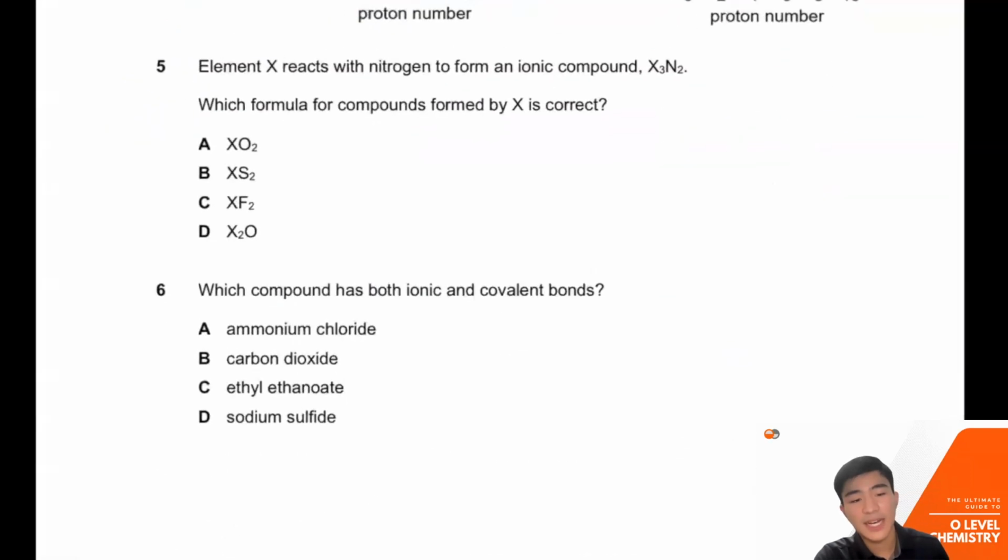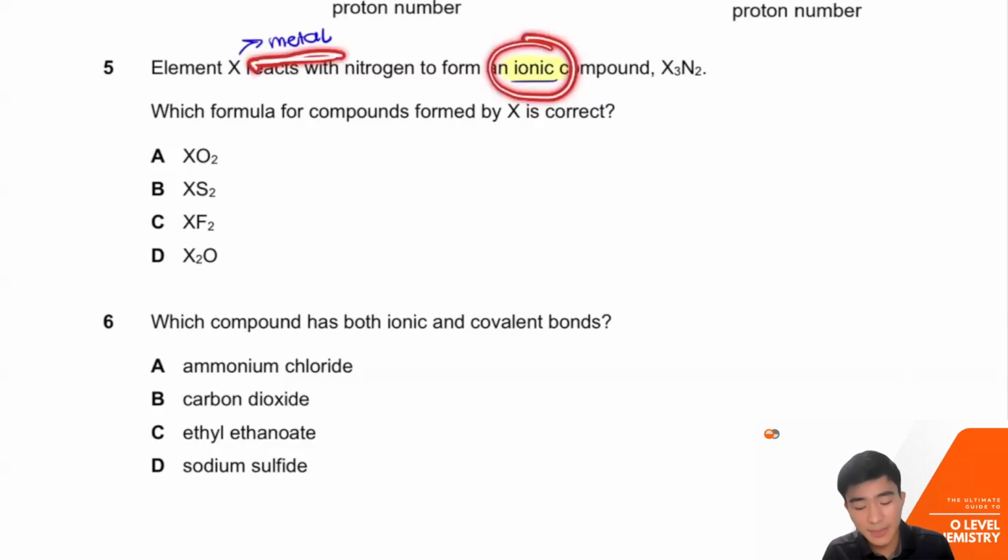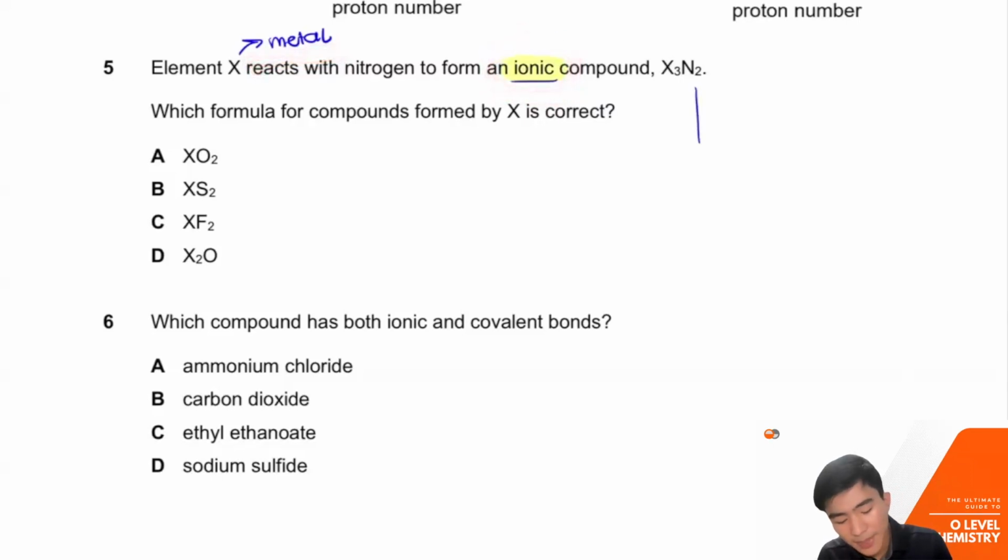Now we move on to questions number 5 and 6. Question number 5 is talking about a compound. Nitrogen forms an ionic compound with element X. Since this is ionic, X is a metal. These tiny little clues that the question gives you, you need to be able to know. If they say ionic compound, since nitrogen is a non-metal, element X should be a metal.